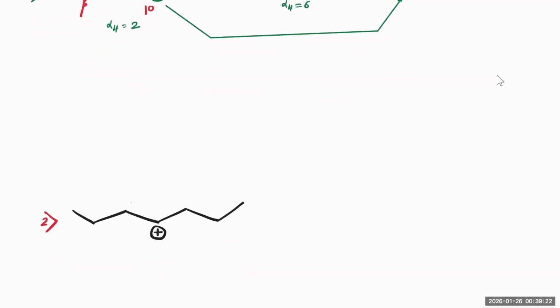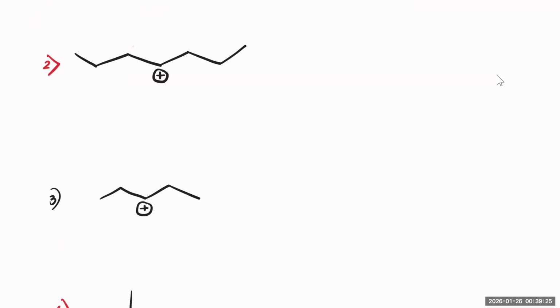Got it? Now, notice the second one here. If we check the alpha hydrogens, there are 4 of them and it is a 2 degree carbocation. And if by chance I try to rearrange this carbocation into the other position somewhere here, let's say, okay. In that case, the number of alpha hydrogens will still remain 4. So if it remains 4, there will not be any rearrangement.